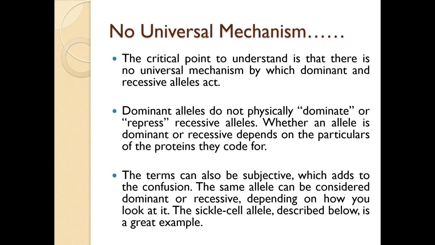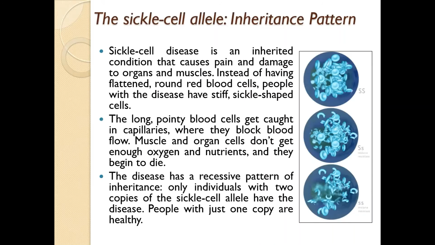The same allele can be considered dominant or recessive depending on how you look at it. That means a particular allele can be considered a dominant allele. In the case of sickle cell anemia, if a particular allele is present in the sickle cell form, we consider it a dominant one. But when that same allele is present with a normal one, we consider it a recessive one. That is a main problem.